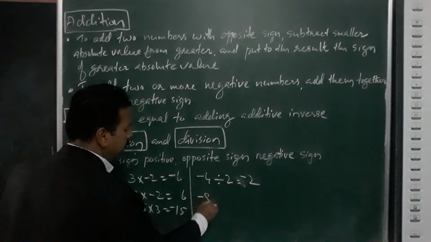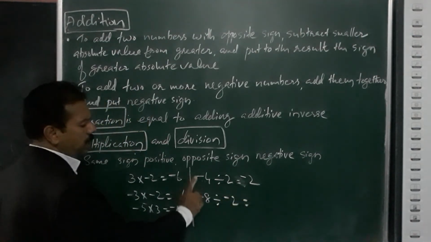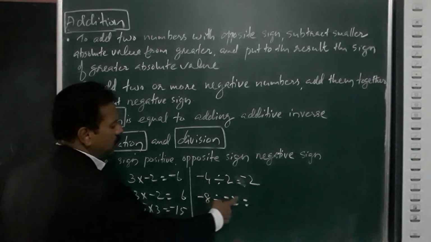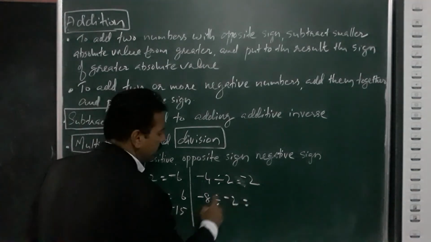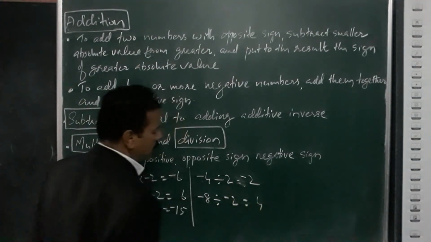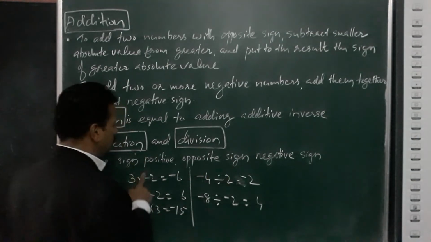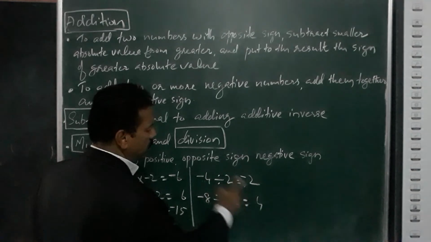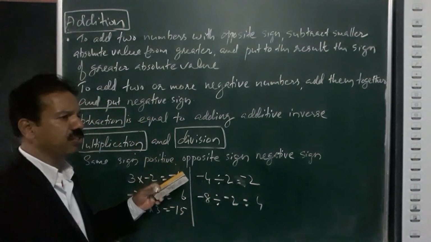Then minus 8 divided by minus 2. In this division, the dividend and divisor are of the same sign. First divide 8 by 2: 4. Which sign do you have to put? Positive sign. Minus 8 by minus 2 is 4. These are all about addition, subtraction, multiplication and division.